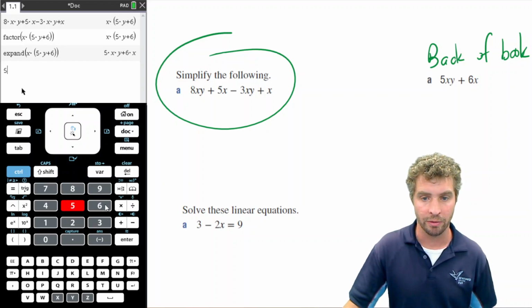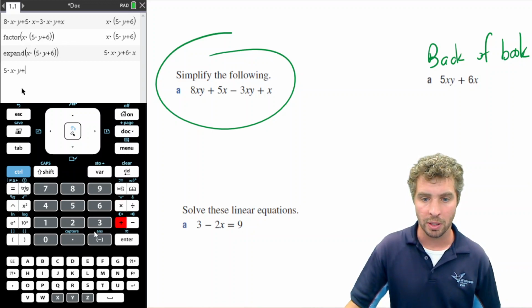So for example, 5 times x times y plus 6 times x, and we can ask our calculator, is that equal to that thing we got up here at the start? So that would be x times, and then brackets, 5 times y plus 6 in brackets.